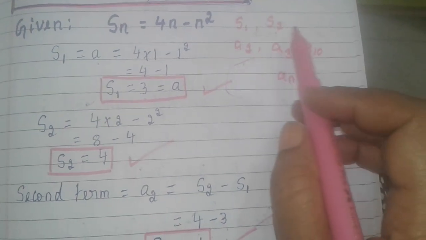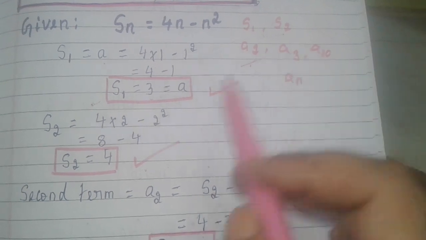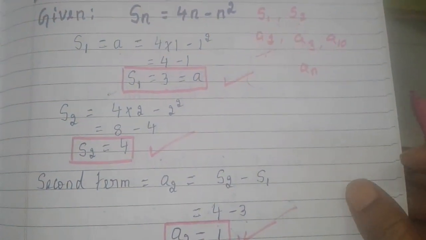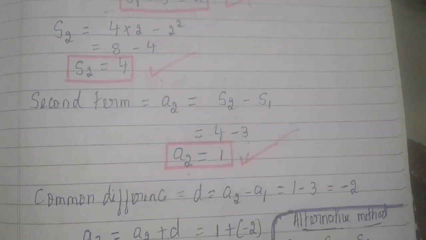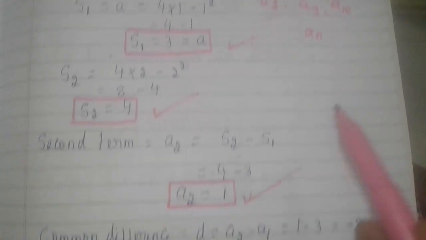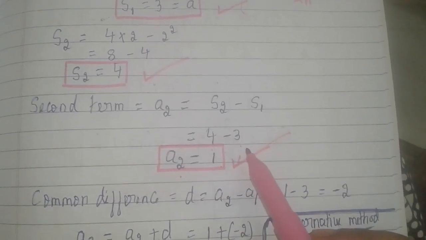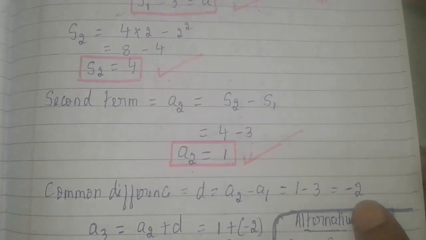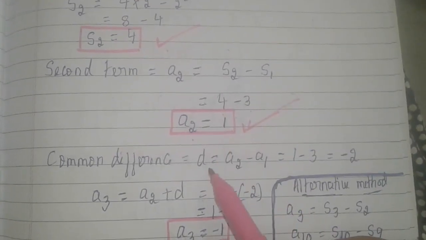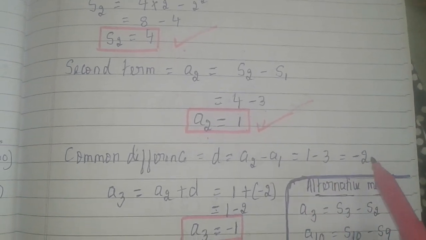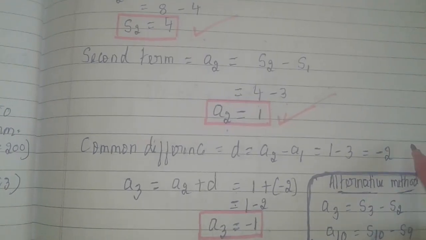So from here it will become lengthy again and again to find S10, S9 using Sn. So one more shortcut we can go, because I already know the first term. I know the first term is A and I know the second term is 1. Using the first term and second term, can I find the common difference? Yeah. D equals second term minus first term, that is 1 minus 3 equals minus 2. So I got the common difference.